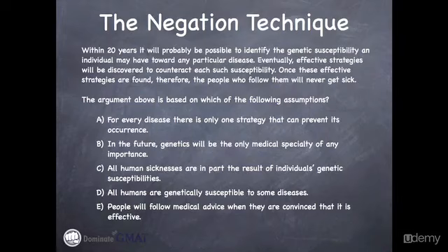Well, if you did the brain work, you may have looked at the answer choices and gotten it straight off the bat. If not, you may have needed to use the negation technique. So let's walk through that together and do it one by one. Starting with answer choice A. Answer choice A says that for every disease there is only one strategy that can prevent its occurrence.